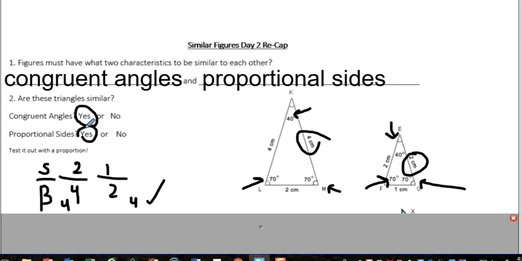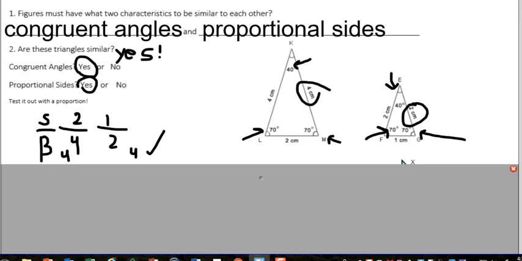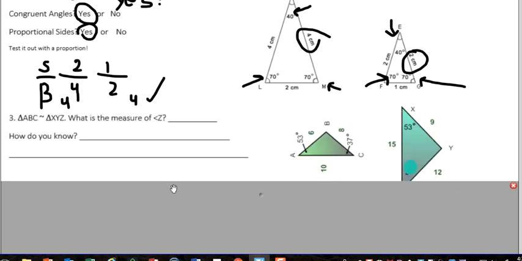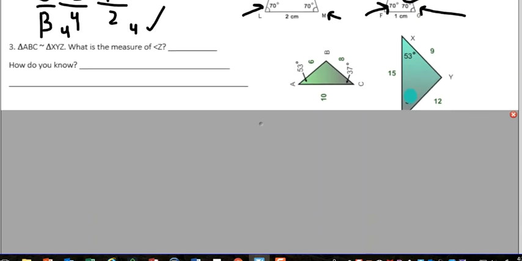So it meets both criteria. Yes, these are similar figures, but it has to meet both of those criteria. Okay? And remember, these two triangles are isosceles because they have two sides congruent. All right, let's look at the next one.